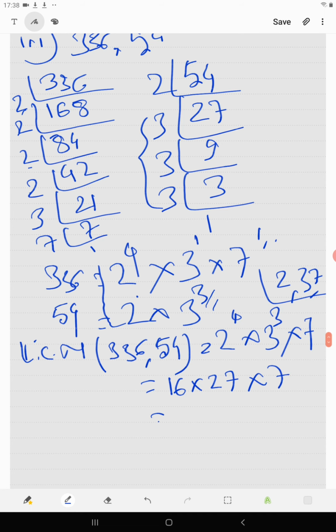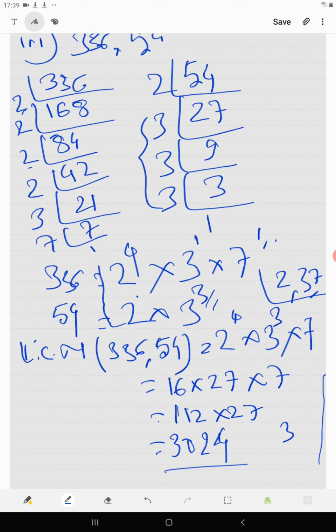Now 16 into 7 is 112, and 112 into 27. So 27 into 54... in hand we have 5. 27 1 is 27. 5 32. So you're left with 3. 27 1 is 27 plus 3 is 3024. That is our LCM.